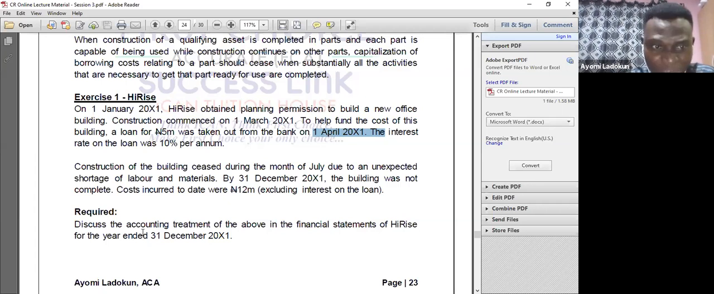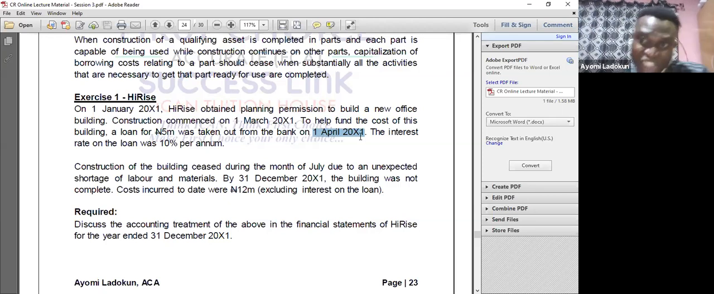And I look at the requirement. The examiner is telling me that I should calculate the borrowing cost up to December 20X1. Then I count from April that I need to commence my borrowing cost. By the way, what is my borrowing cost? I borrowed 5 million at 10% per annum. So I will simply say 10% of 5 million. That is my borrowing cost. So in which month will I commence capitalization? I will commence in April because that's when I incurred borrowing costs.